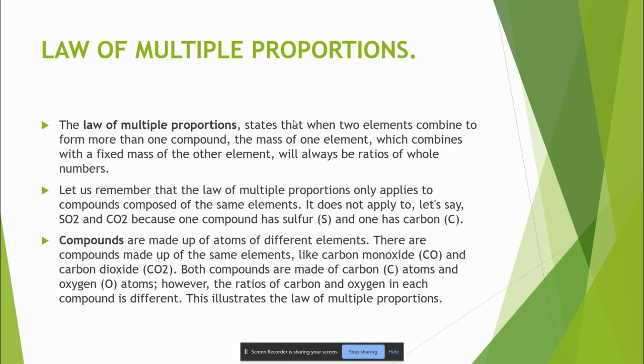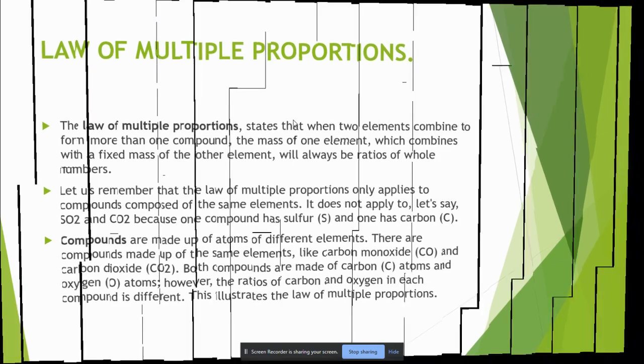But the oxygen there is in a different proportion. That's what we mean by multiple proportions. Do you get my point? So both compounds are made of carbon and oxygen. However, the ratio of carbon and oxygen in each compound is different. This illustrates the law of multiple proportions.